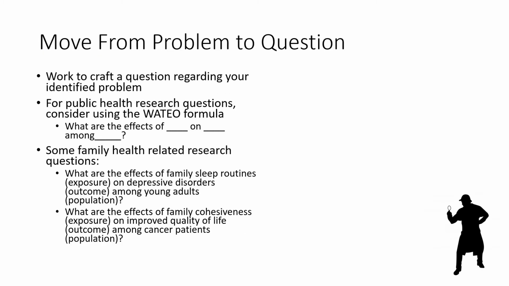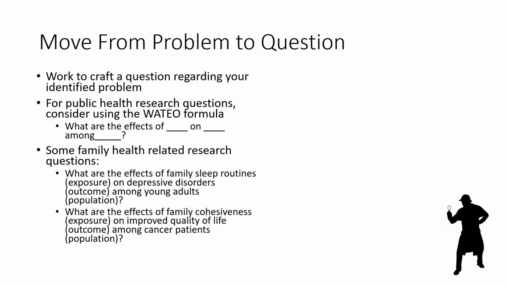All right, now once we have our problem clearly outlined in our minds, it's important to move from a problem to a question that can be answered through a research study. Try using the WATIO method. WATIO stands for what are the effects of blank, or the first blank would be your exposure on the second blank, which would be your outcome among blank, a specific population.